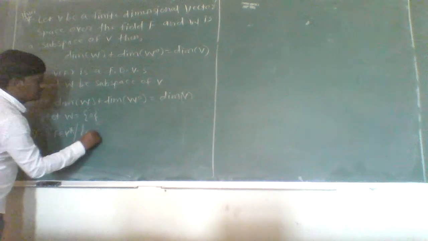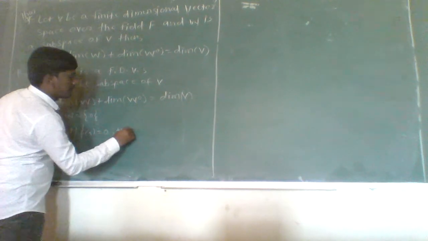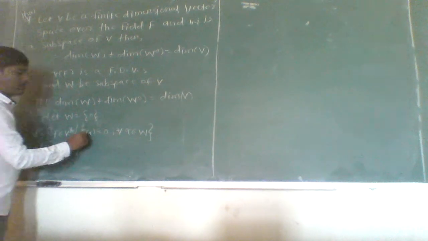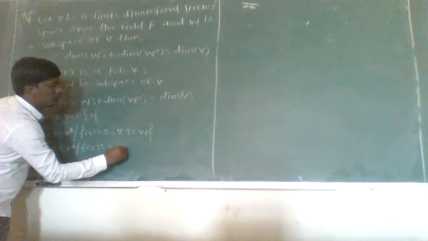As W equals 0, now we have to show that dimension of W plus dimension of W annihilator will be equal to dimension of the vector space V. Then W annihilator is equal to all F belonging to the dual space V star such that F of alpha is equal to 0 for each alpha belonging to the subspace W. Since W is the singleton 0, there is only one alpha belonging to W, which is 0, that is F of 0 is equal to 0.